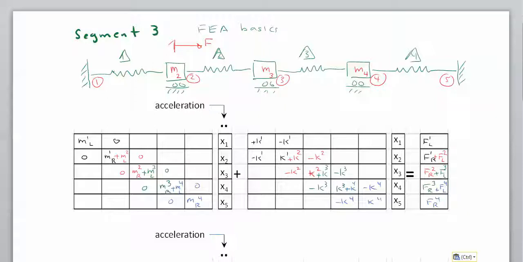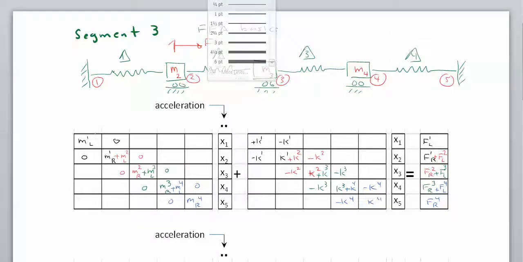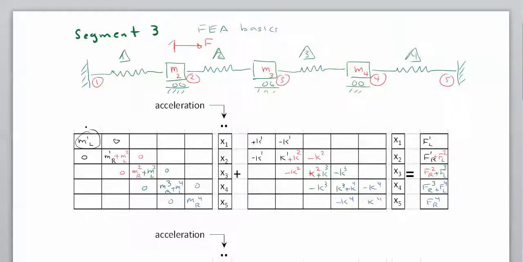For example, let us look at this entry that you see here. It's referring to element number 1, which is the spring on the very left side, and it's referring to a lumped mass at the left end of element number 1. In other words, at this location. However, there is no mass there, so this is going to be 0.